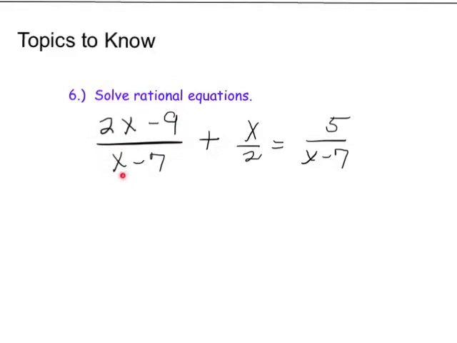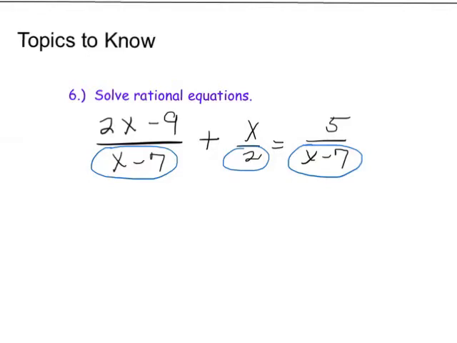I do not want this denominator down here. I want to get rid of that. How do I get rid of that? I need to ask myself, what is the least common multiple of each of those denominators? Because my least common multiple is going to become my least common denominator, and I'm going to multiply all three terms by that least common denominator. So let's go ahead and find the least common denominator.